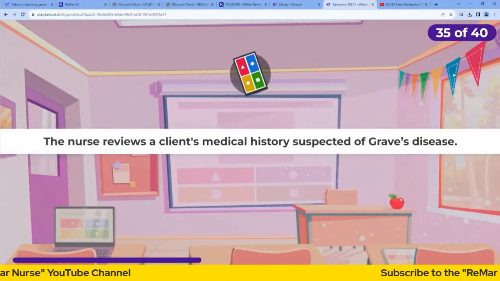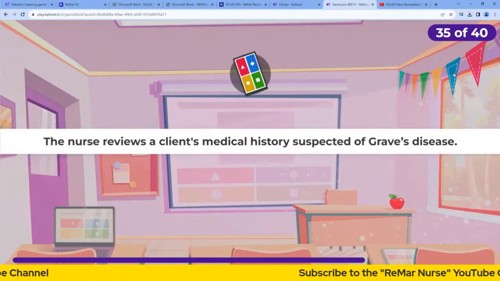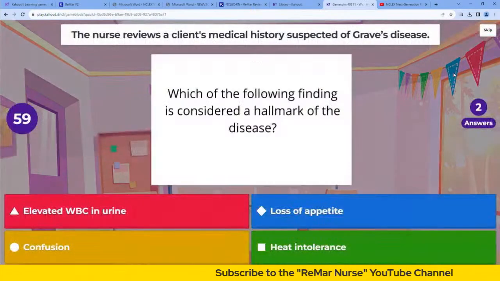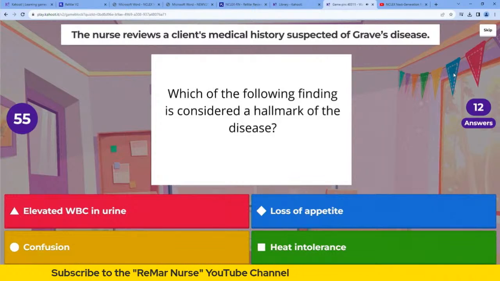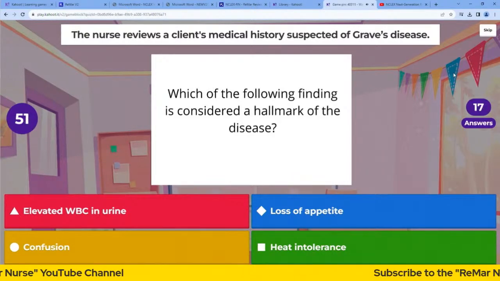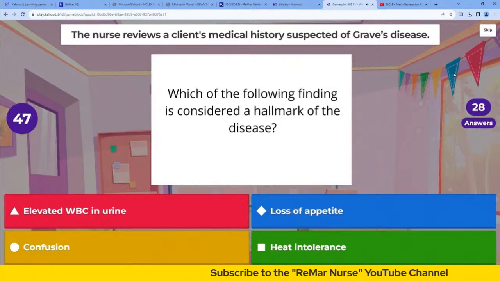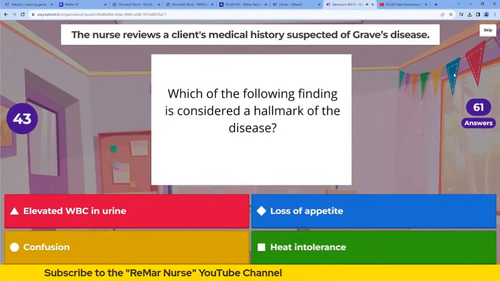Okay, the nurse reviews a client's medical history suspected of Graves' disease. Okay, which of the following findings is considered a hallmark of the disease? Is it elevated white blood cell count in the urine, yellow confusion, blue loss of appetite, or green heat intolerance?